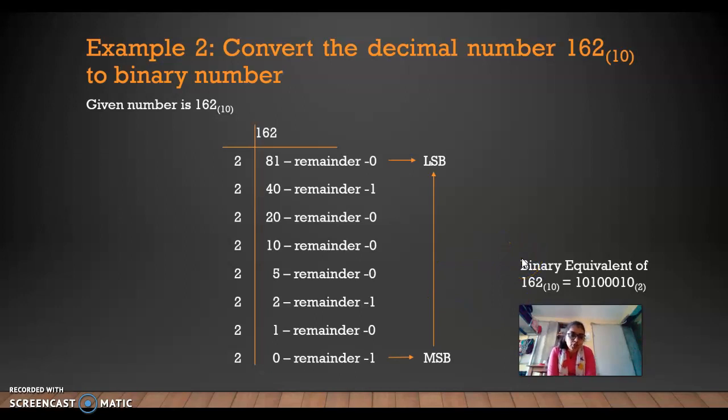This is the case when you have only the integral part. There are cases where you may get the fractional part as well. Whenever you have a fractional part, you have to follow another few steps.